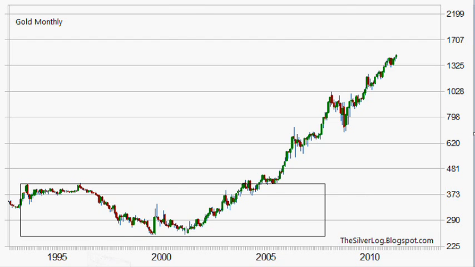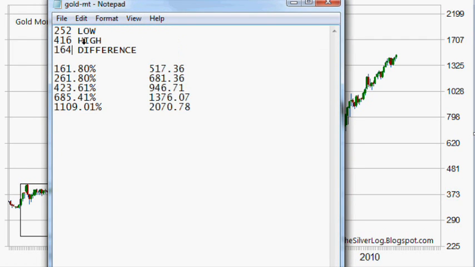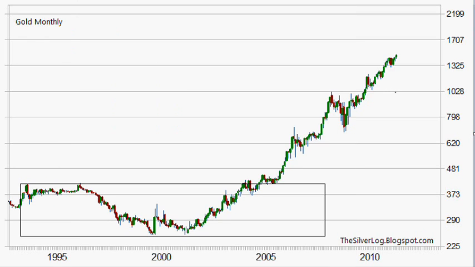How this Fibonacci works is we take the low, and in this case the low is 252. The high is 416, the difference is 164. So we take the difference, which is 164, multiply it by 161.8%, which is a Fibonacci upside level, and add this to the lowest point, which gives us 517. So if we draw a straight line around 517, and this is just ballpark, we would get an area somewhere over here, which is not much resistance. And 161 isn't usually that strong.